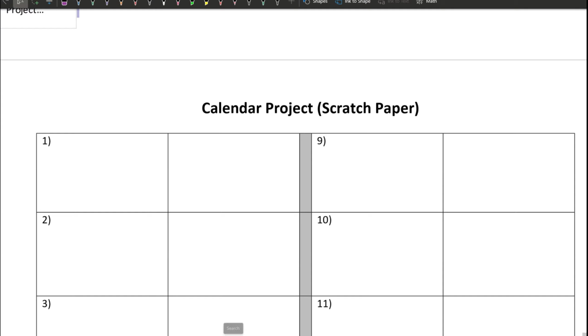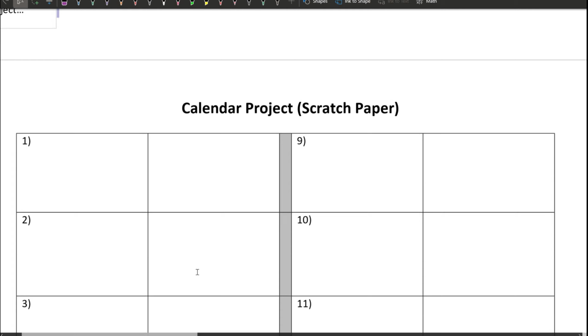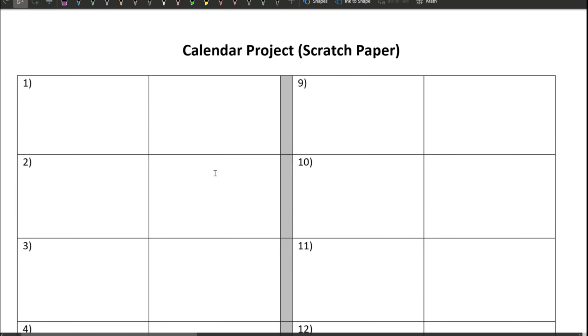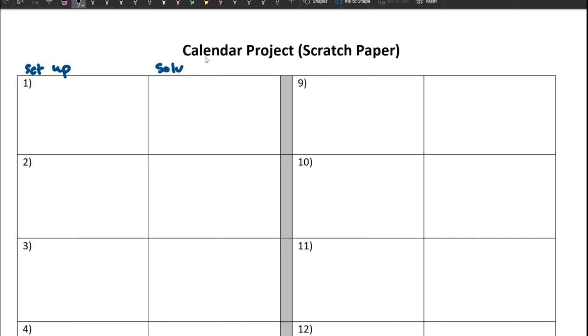On this scratch paper, I just wrote down for you. Let me try to recall what I wrote on the paper. Okay, I found my pen. I believe the first column I wrote down is scratch or setup. You're going to set up the equation here, and then you're going to solve the equation over here. The solving part is the part that's going to be on your calendar.